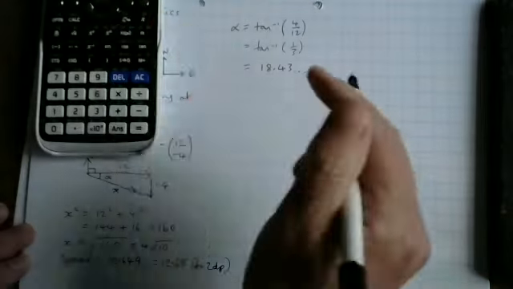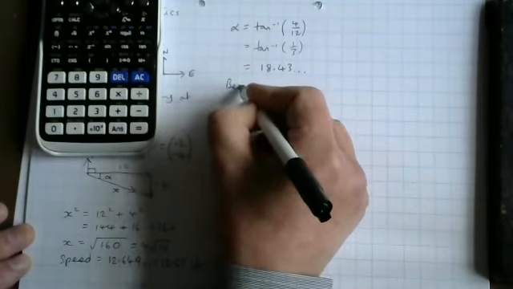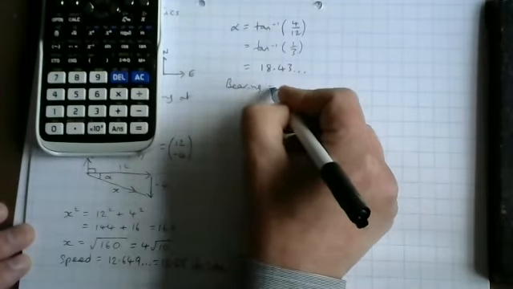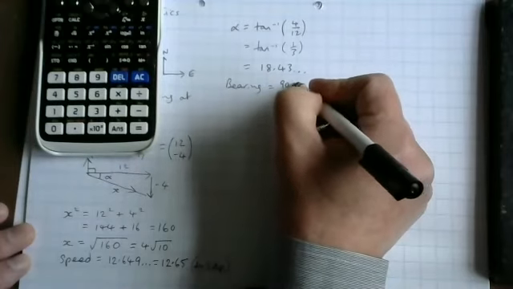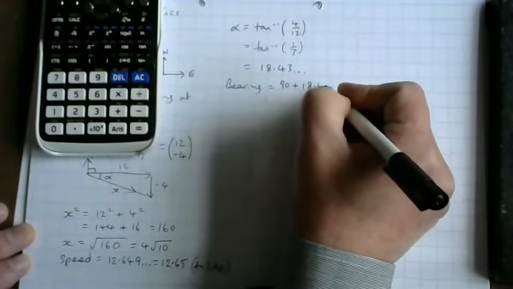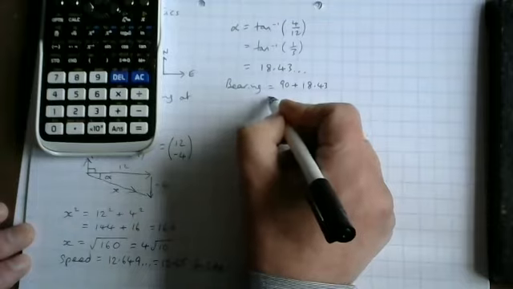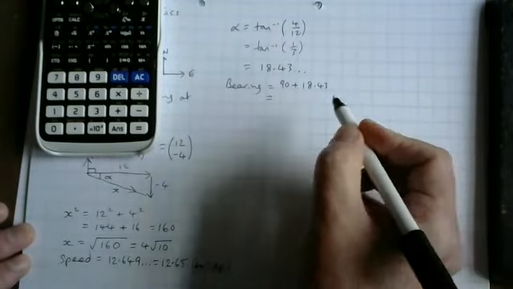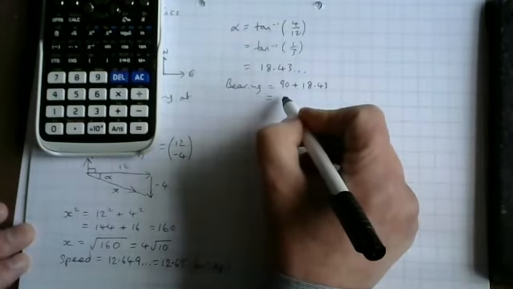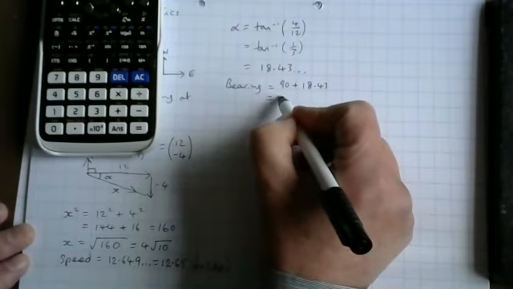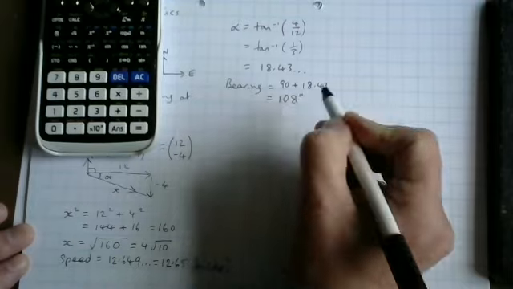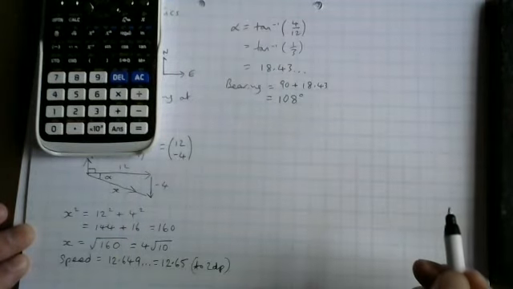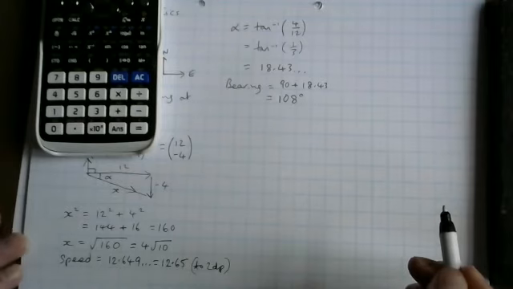My bearing equals, I've got 90 degrees plus 18.43 equals, and with the bearing, you just want to give it as the number of degrees, 108 degrees. 90 plus 18.43, 108 degrees.